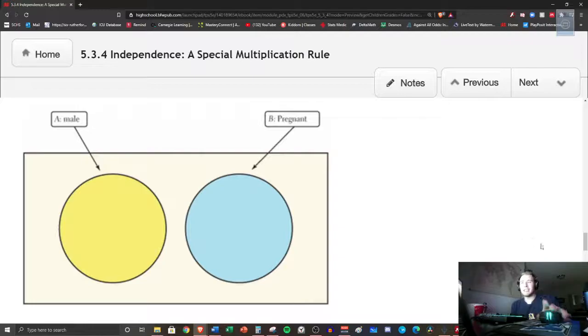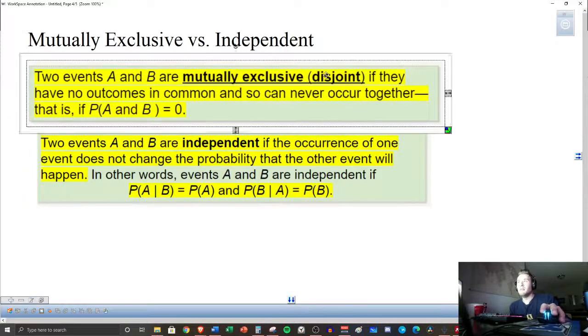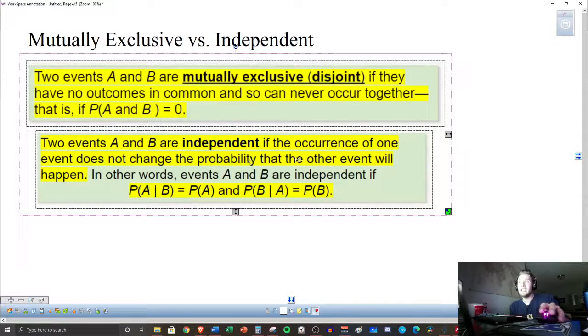That's really what we're asking here when we're comparing mutually exclusive, which we know these events are, and then independence. Does knowing that you are a male, the occurrence of one event, change the probability, or does it not? If it doesn't change it, then it's independent. If it does, then they're dependent, or not independent. So it absolutely does. Here, let's read what the textbook says here.